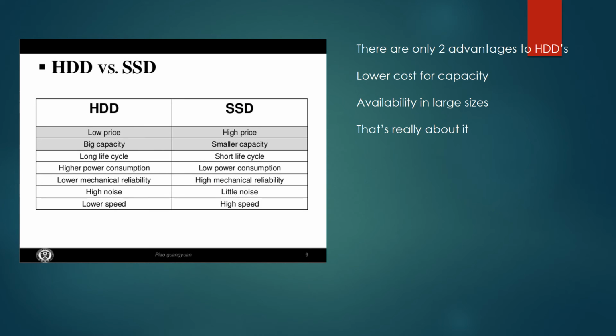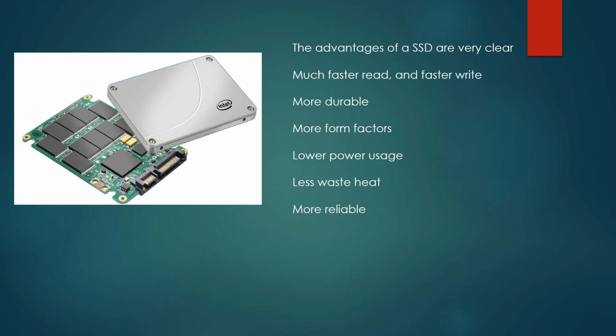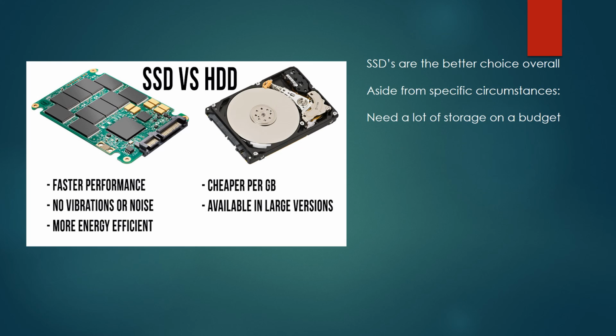There are only two real advantages to hard disk drives: lower cost for capacity and availability in large sizes. The advantages of an SSD are very clear: much faster read and write, more durable, more form factors, less power, less waste, and more reliable. SSDs are the best choice overall, and aside from specific circumstances, basically needing a lot of storage on a budget, SSDs are the way to go.